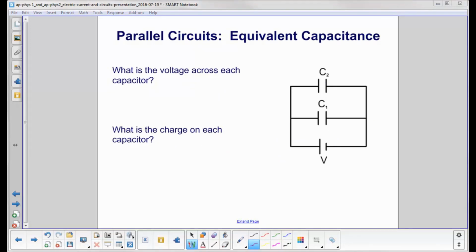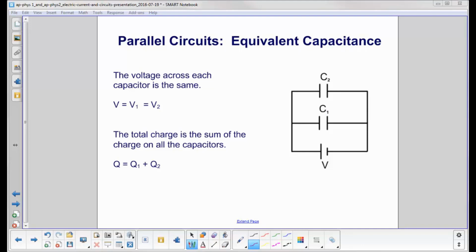We'll start with the circuit with just two capacitors. Let's use our prior knowledge. What is the voltage across each capacitor? And what is the charge on each capacitor? The voltage across each capacitor is the same because they're in parallel. So we can say that V1 is equal to V2, and once you have two quantities with subscripts equal to each other, you can just replace it with V.